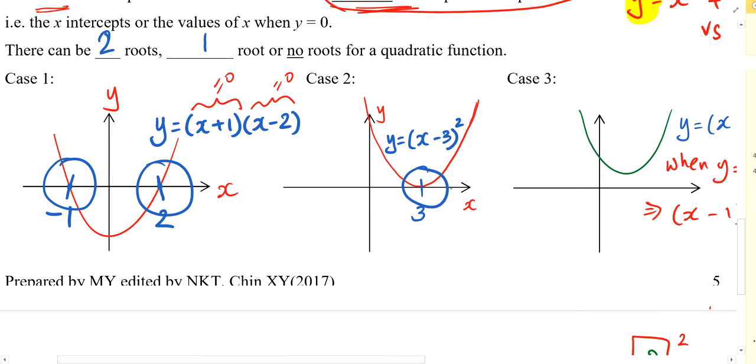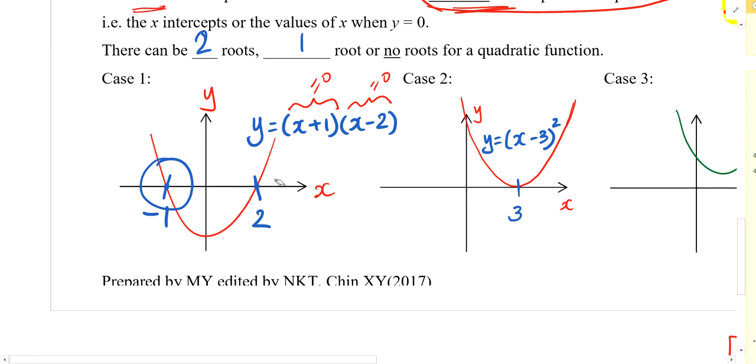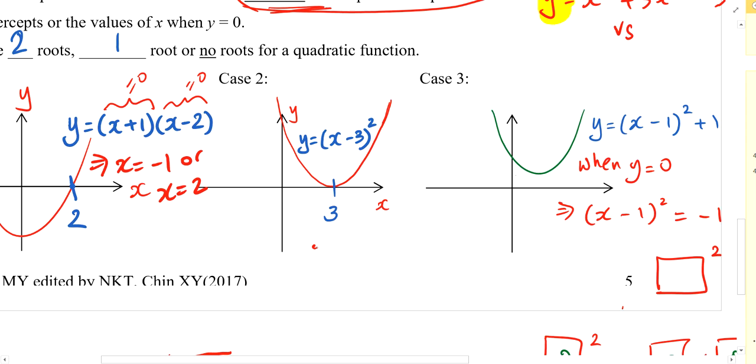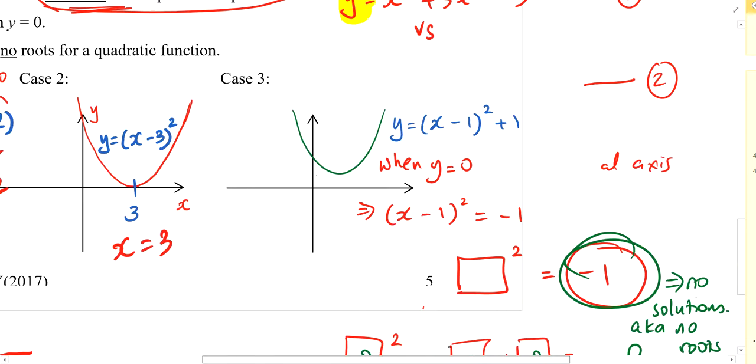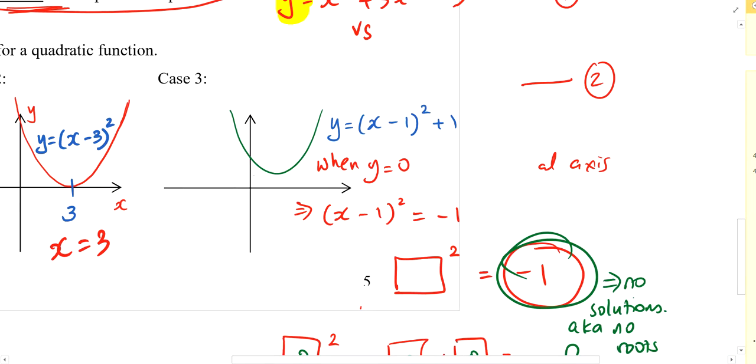In case 2, my x-axis intersects my graph at 1 point. So one solution. In case number 1, my graph intersects my x-axis at 2 points. So there are 2 solutions. And they are x equals to negative 1 or x equals to 2. In case 2, we've got x equals to 3. And in case 3, no solution. Okay?